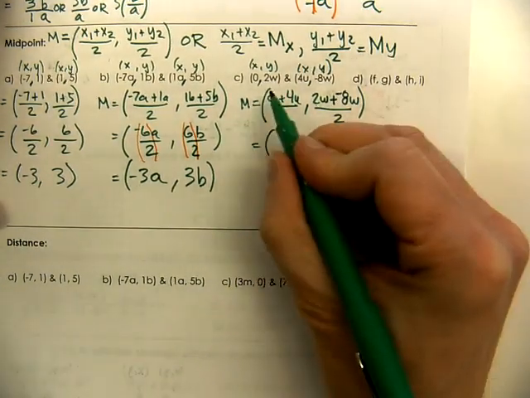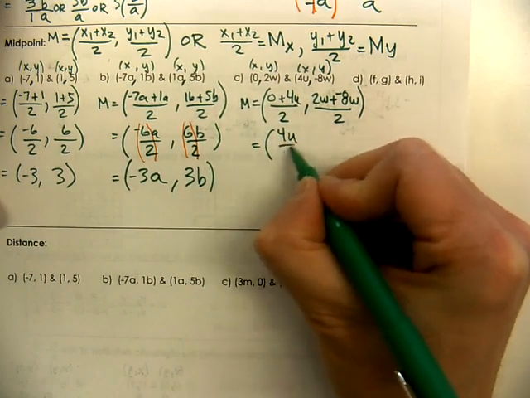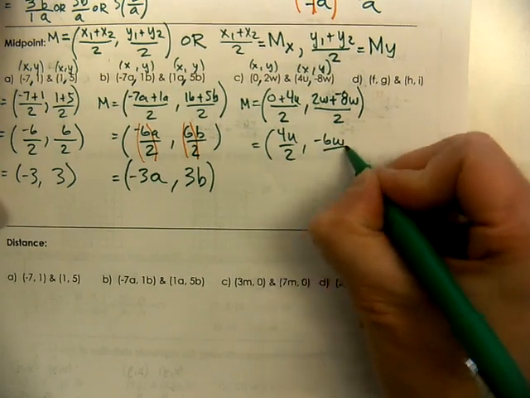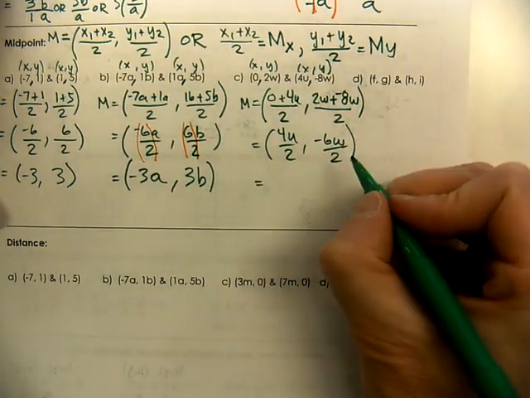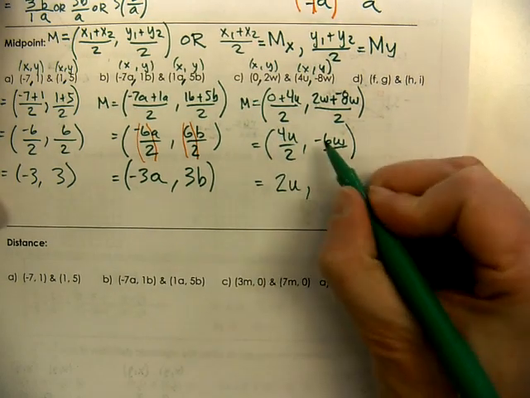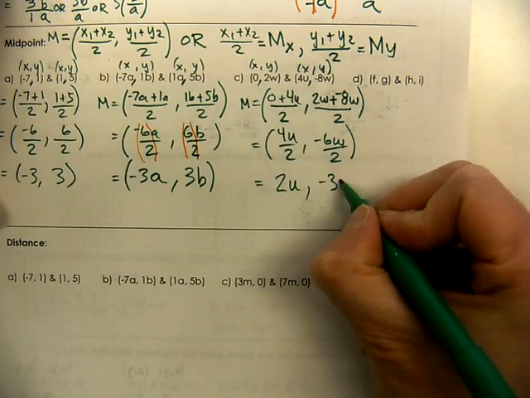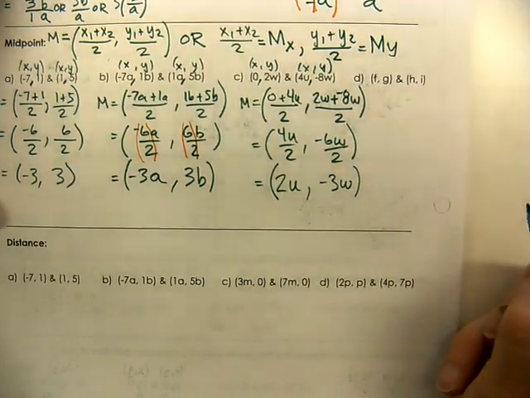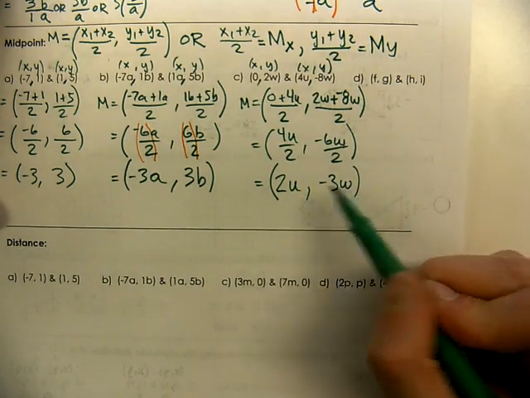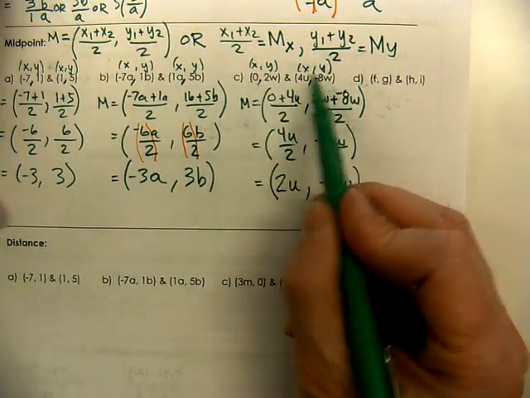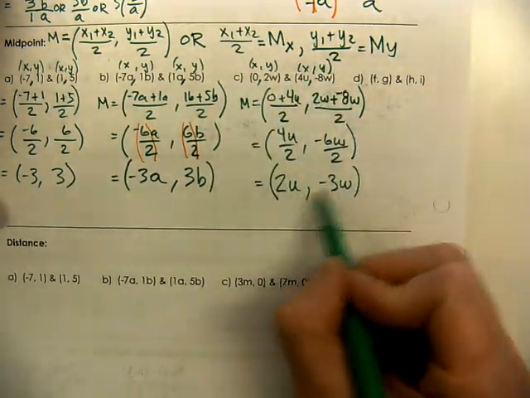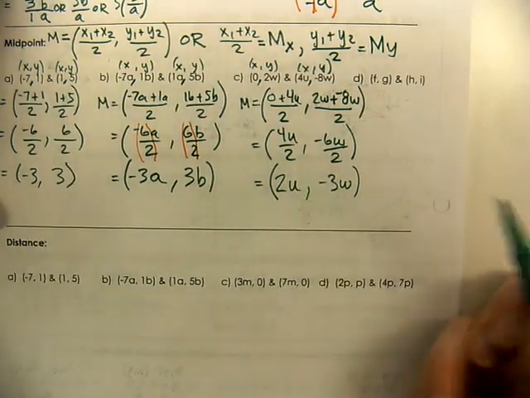All right, combine like terms. 0 plus 4u is 4u. 2w, take away 8w is negative 6w. And then simplify the fractions. So 4 over 2 becomes 2u, and negative 6 over 2 becomes negative 3w. So again, we're not solving for the variables. We don't know what u equals, we don't know what w equals, but the point is, if we were to abstractly represent them on a diagram, for example, then this would be representing the midpoint.